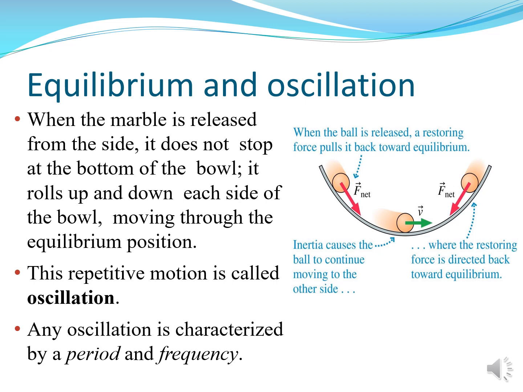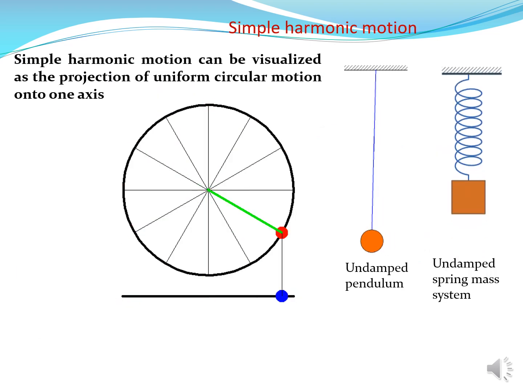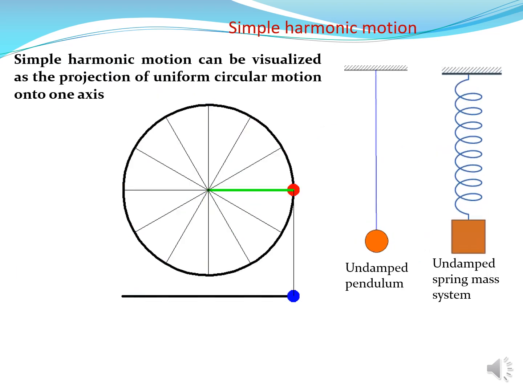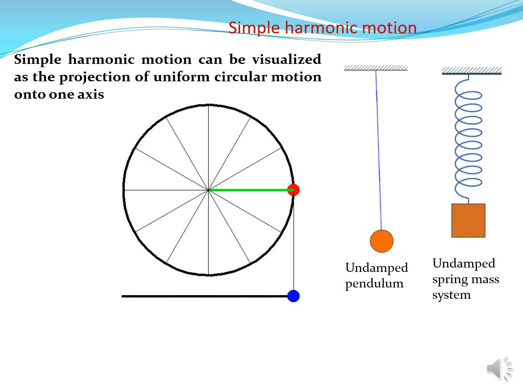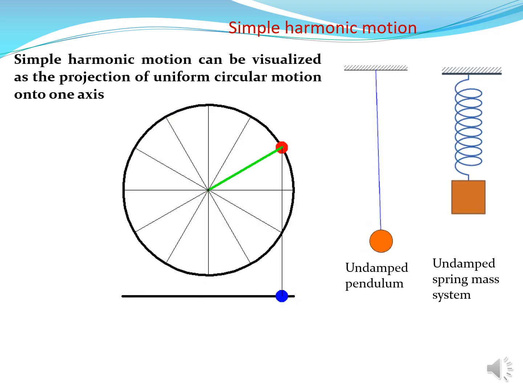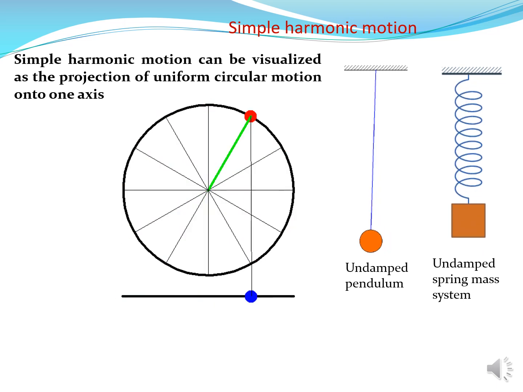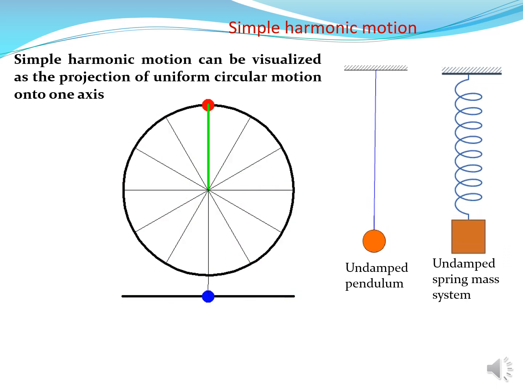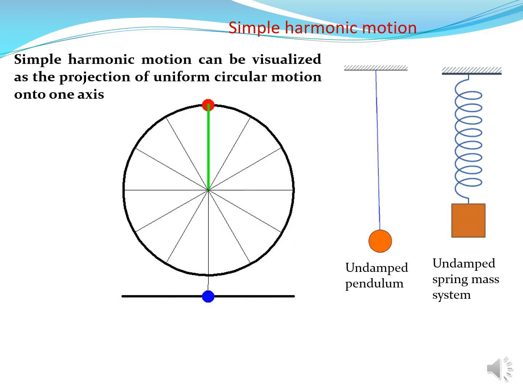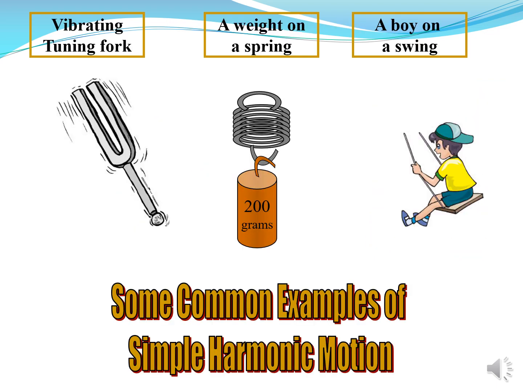Any oscillation is characterized by a period and frequency. This could be visualized as a projection of a uniform circular motion onto one axis. The best practical applications of simple harmonic motion are the undamped simple pendulum and the undamped spring mass system. Some other common examples could be the vibrating tuning fork, the weight on the spring, and the boy on the swing.